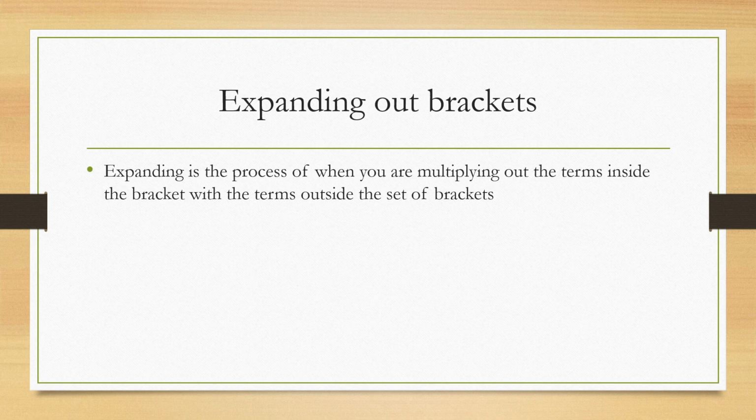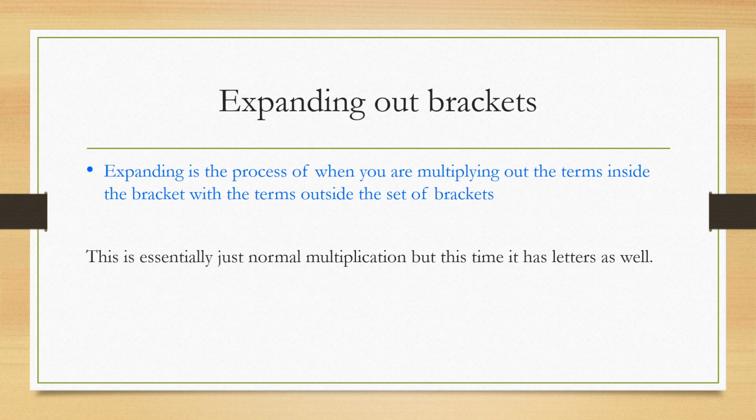So as I said in the previous slide, where there is a number or a term being multiplied with the brackets, you're going to be multiplying that term with all the terms inside the bracket. So this is essentially normal multiplication, but this time it has letters as well. Usually inside the brackets we're going to have an expression. As you can remember, an expression is a collection of numbers and letters, but it does not have an equal sign.